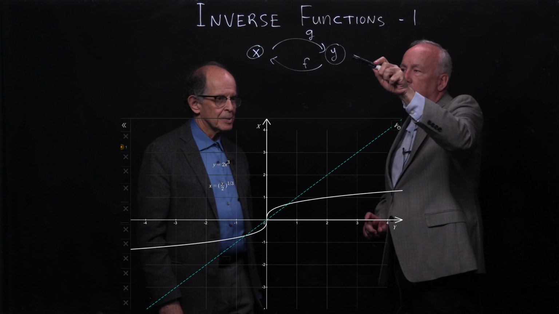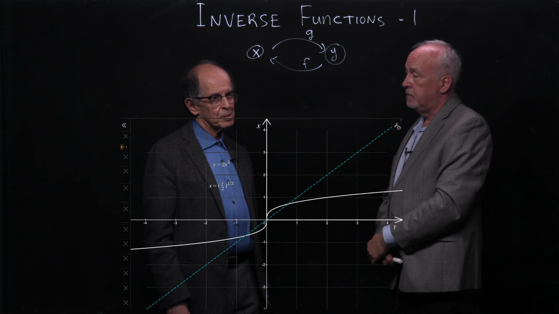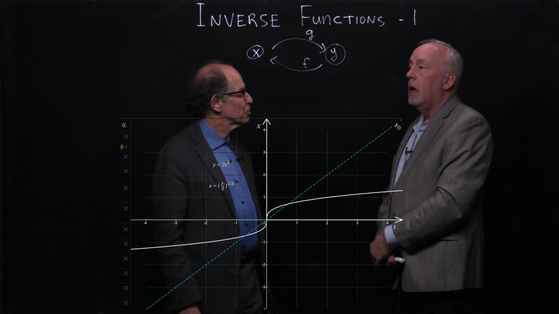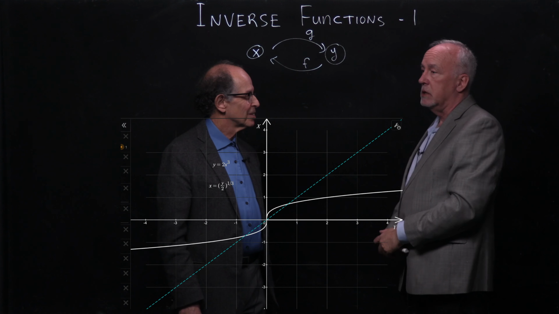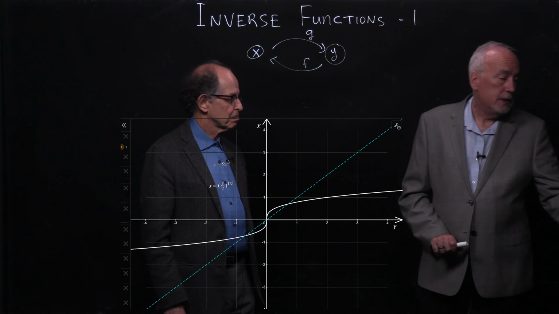1 goes to 2, and 2 goes back to 1. So that's what we want our inverse function to do. Do you have any other examples? I do, because there's some interesting complications. Not every function is invertible, but usually you can at least invert a piece of it.